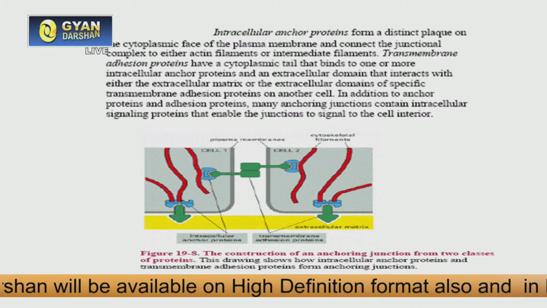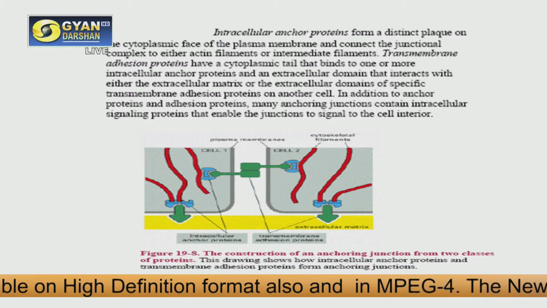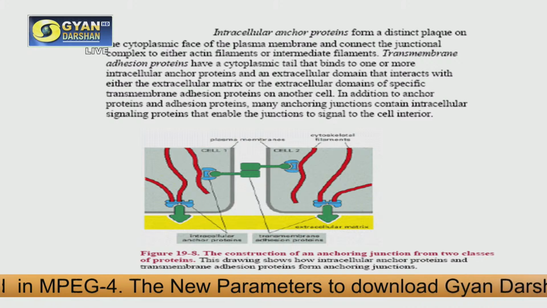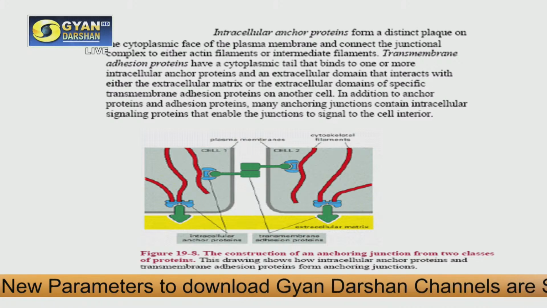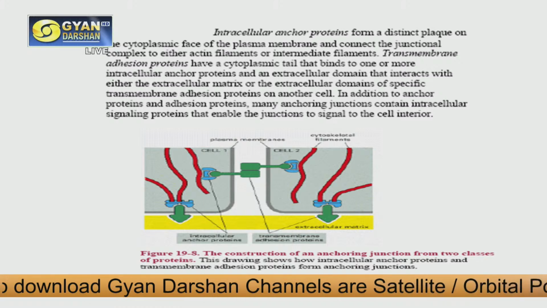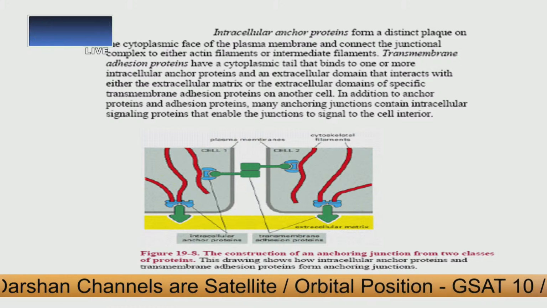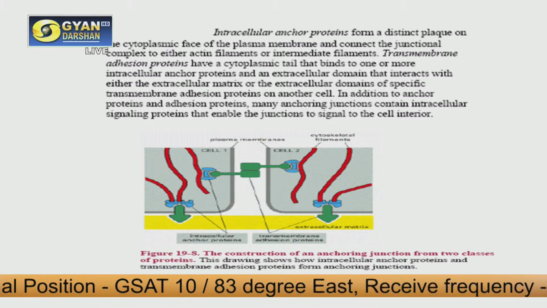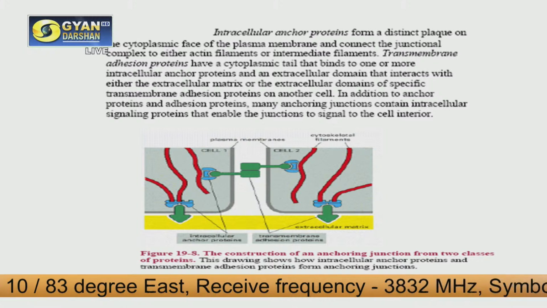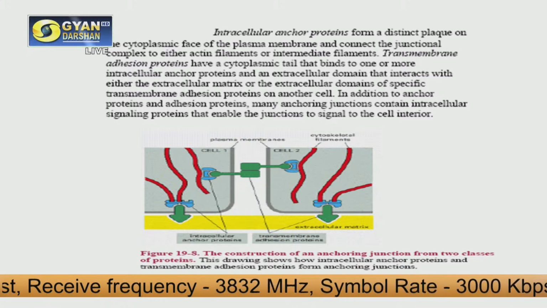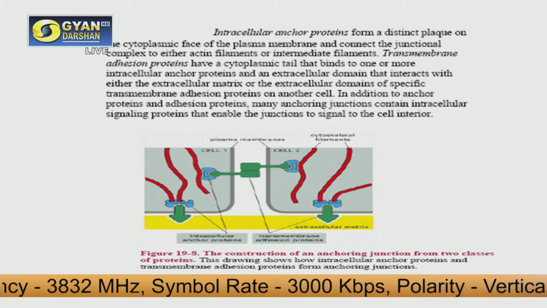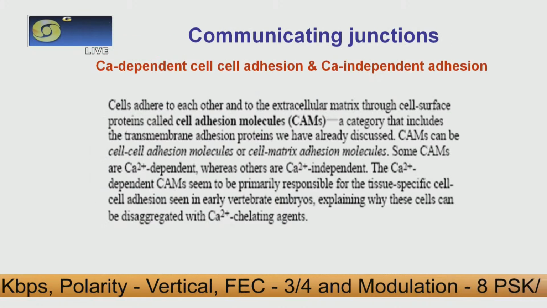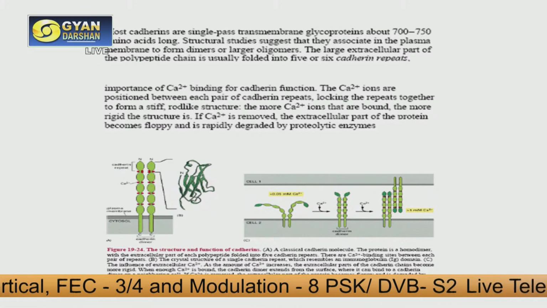Intracellular anchor proteins form a distinct plaque on the cytoplasmic face and connect the junctional complex to either actin filaments or intermediate filaments. But additionally, there is an extracellular domain also, and therefore the intracellular anchor proteins also bind to the extracellular domain, which interacts with the extracellular matrix or the extracellular domain of specific transmembrane adhesion proteins. So we take a look at that protein. This is actually that protein.